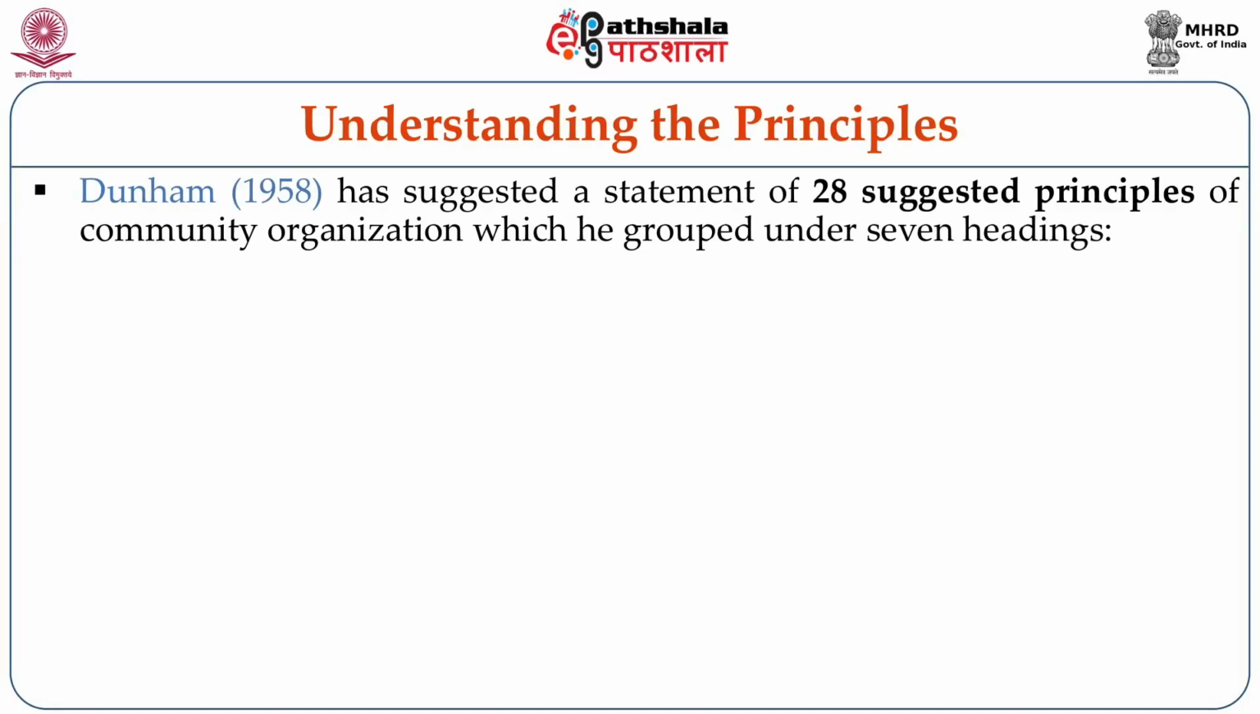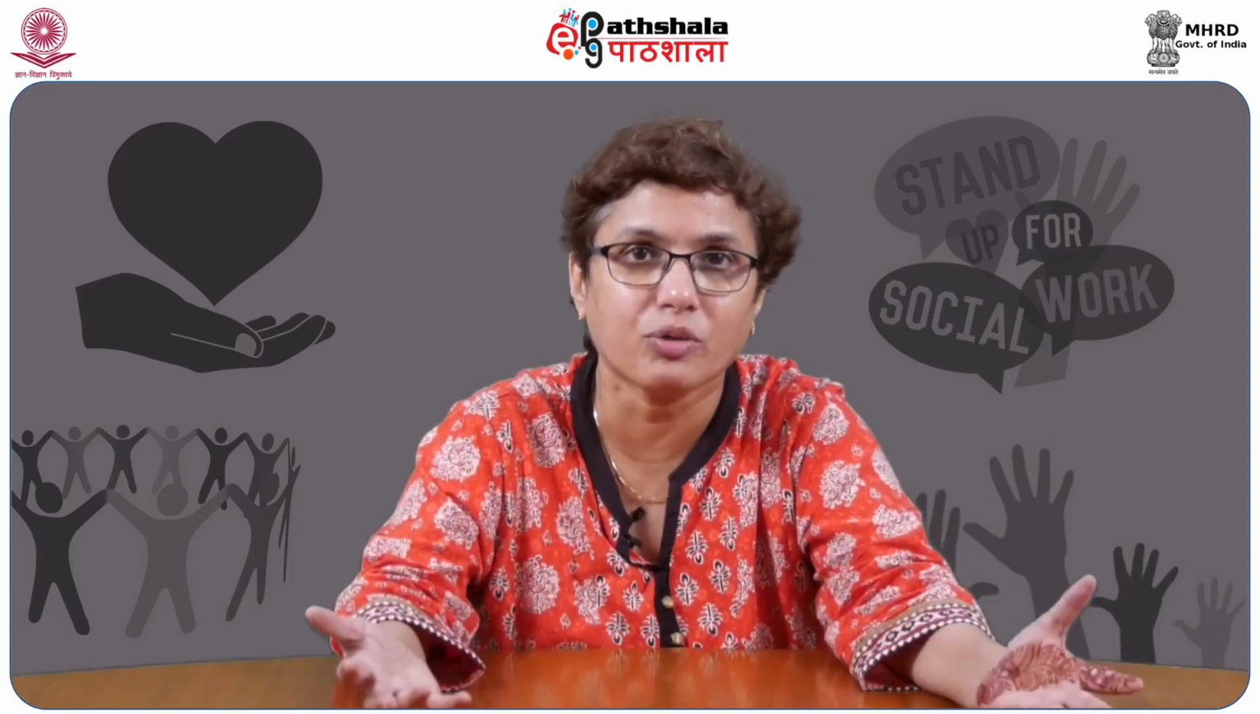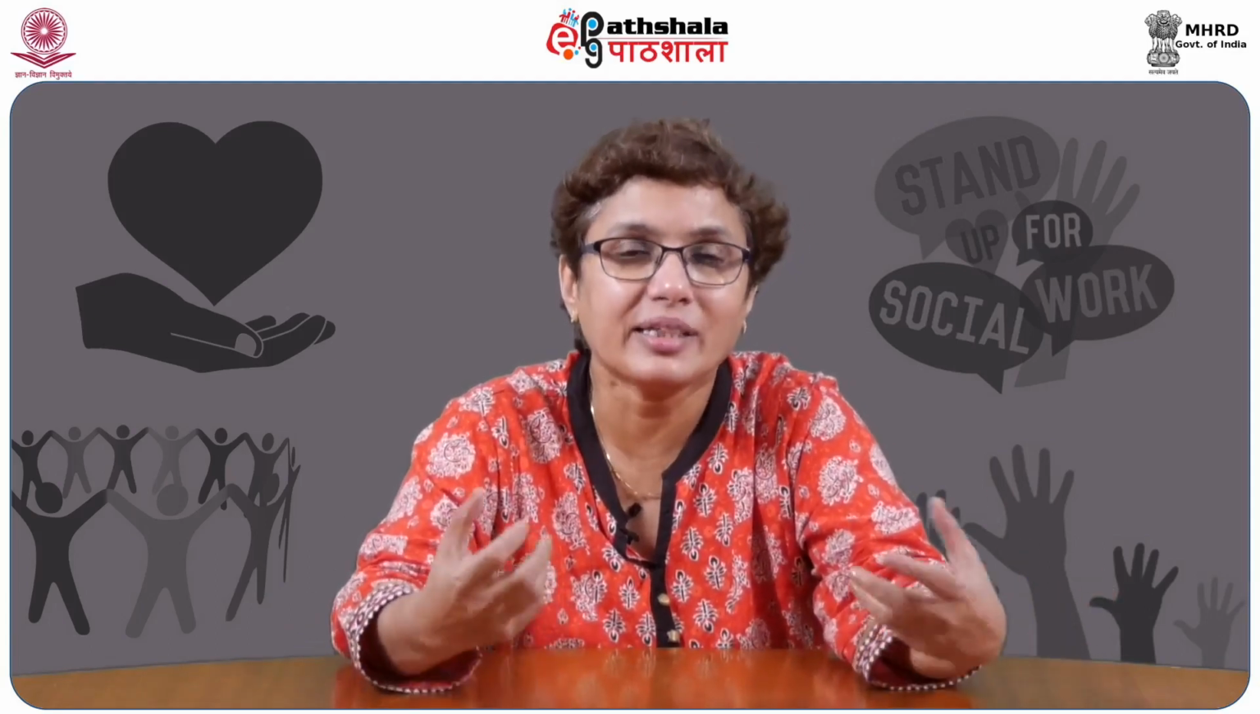He is talking about 28 suggested principles of community organization. These 28 suggested principles can be grouped under 7 headings. Let us look at these 7 headings. Like Murray Ross, Dunham also talks about democracy and social welfare. He talks about community roots for community programs, because many times you have community programs which do not have community roots. You might have toilets constructed which you may feel are suitable, and you have built very good toilets, but people do not feel that they belong to them.